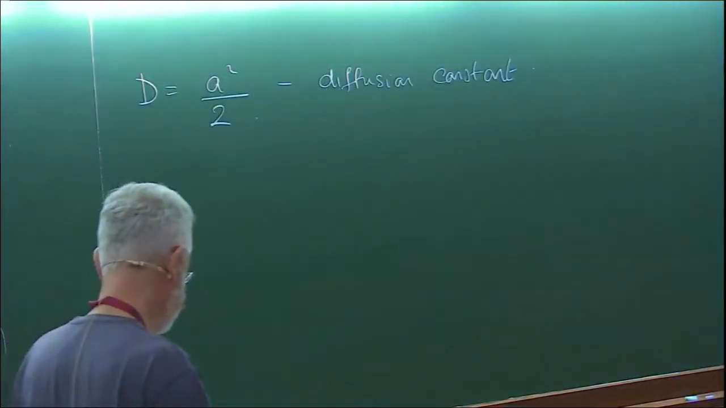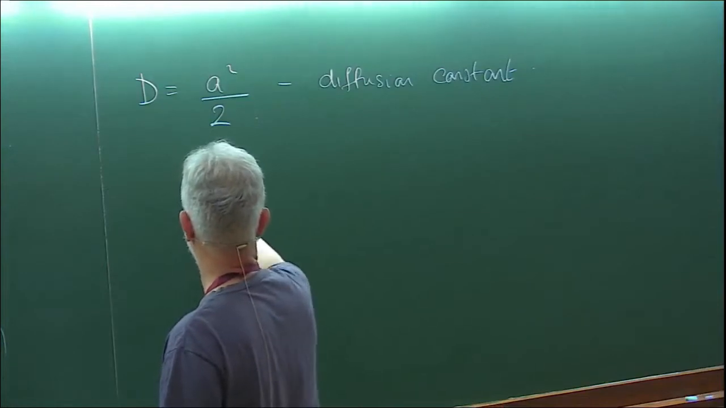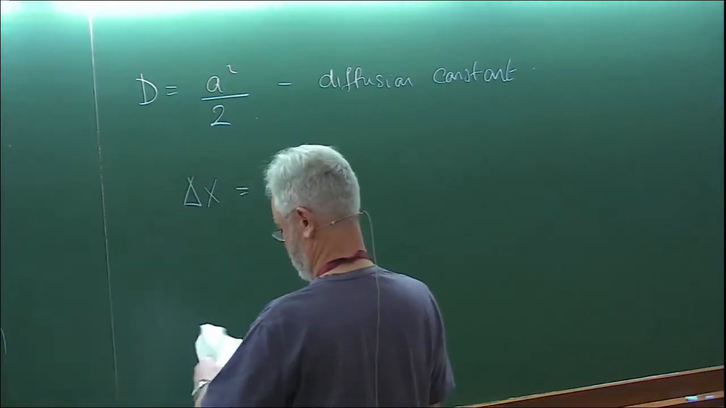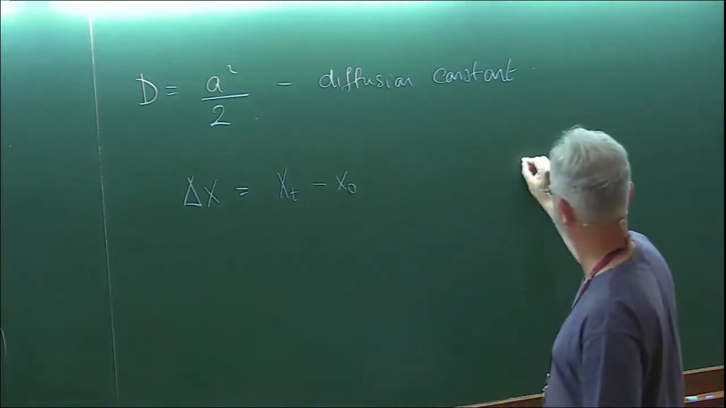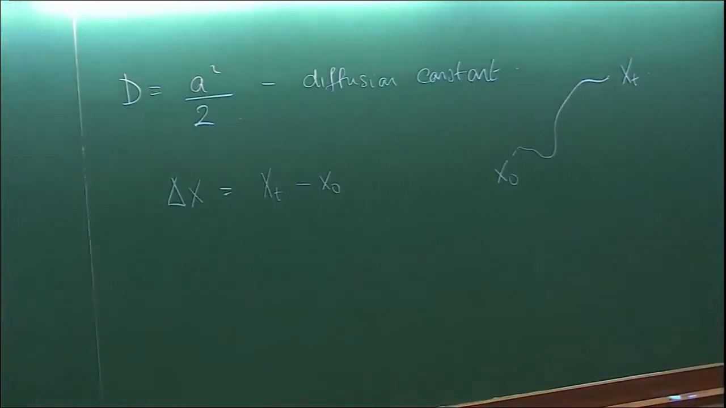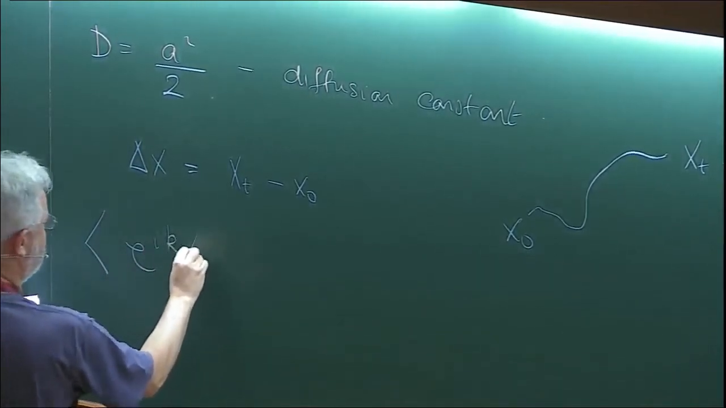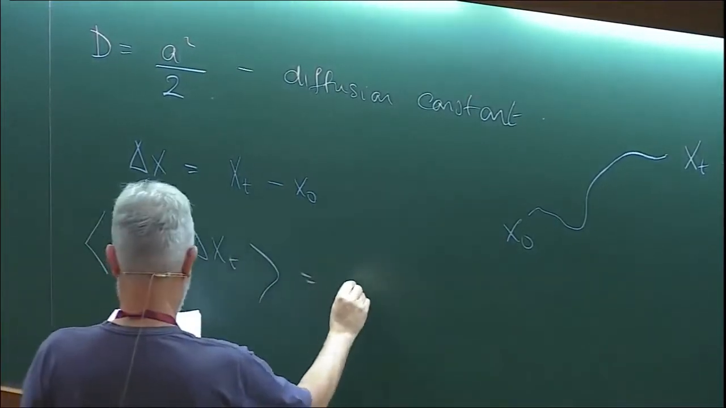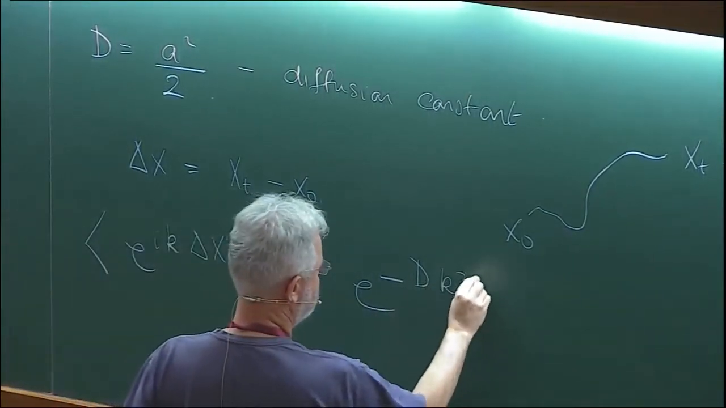So this is a description in terms of paths of the stochastic process which is described by the diffusion equation. The other thing is, if you define the displacement in time t, delta x equal to x of t minus x0, so it starts off at x0 and finishes off at x of t, you can see that if I calculate the characteristic function of that, the term x0 cancels, and I find that the expected value of e to the ik delta x of t is just equal to e to the minus k squared d times t, using the formula a squared is 2d.